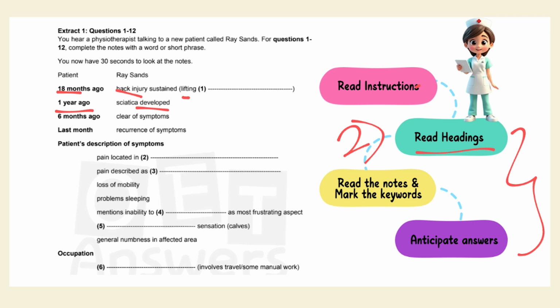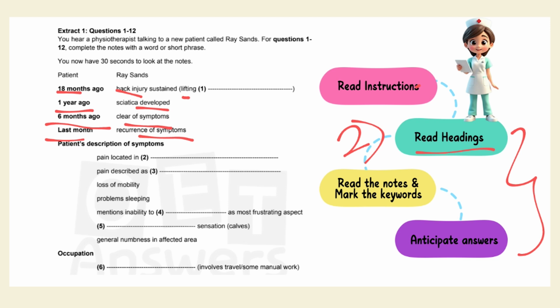6 months ago, instead of 6 months they can say half year ago. Half year ago, clear of symptoms means there is no problem. Last month, so instead of last month, they can mention the name of the month, or else last month or previous month they can say, or a month ago. A month ago, recurrence of symptoms. So instead of recurrence they can say other synonyms. Okay, this is about the supportive information.